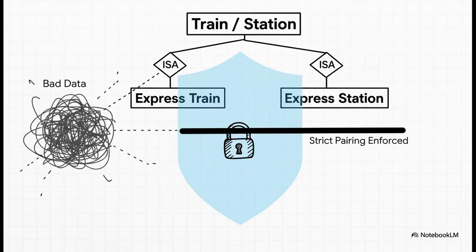And by creating these subtypes, we can build a much, much more intelligent model. We can define a relationship that literally says only express trains can stop at express stations. The very structure of our blueprint now enforces the real-world rules, which means bad data can't even get into the system in the first place.